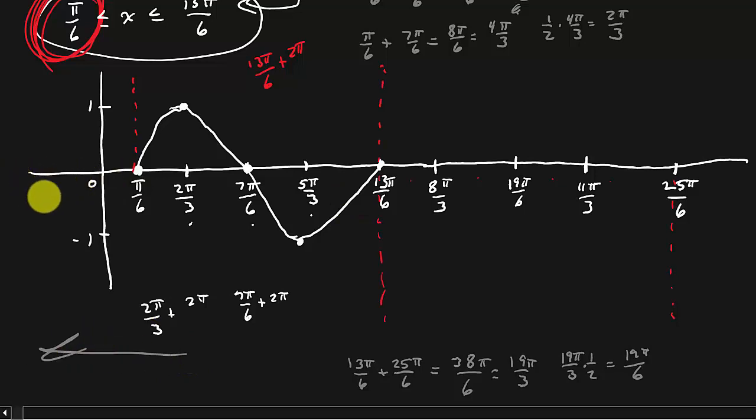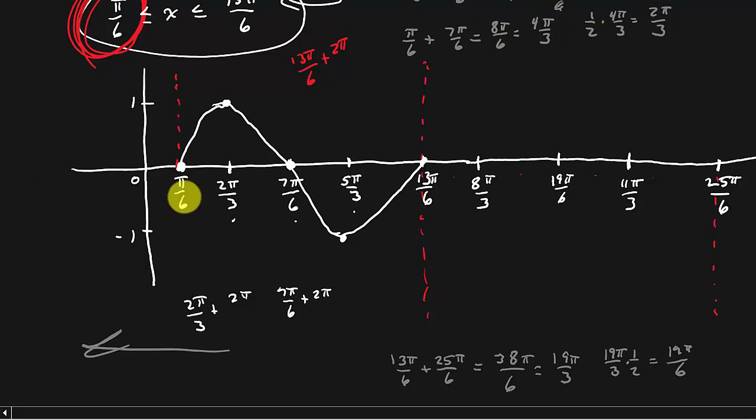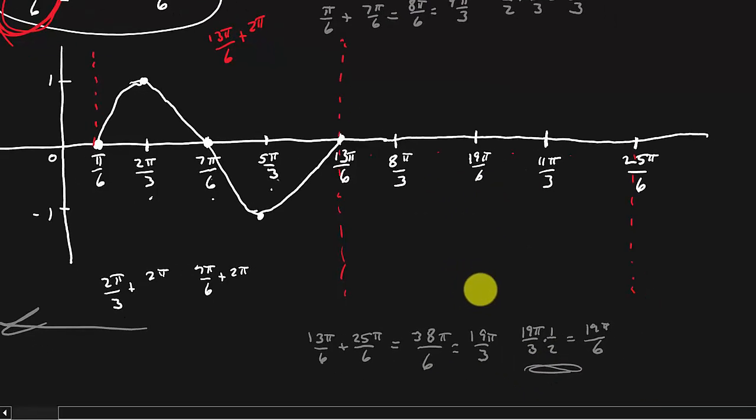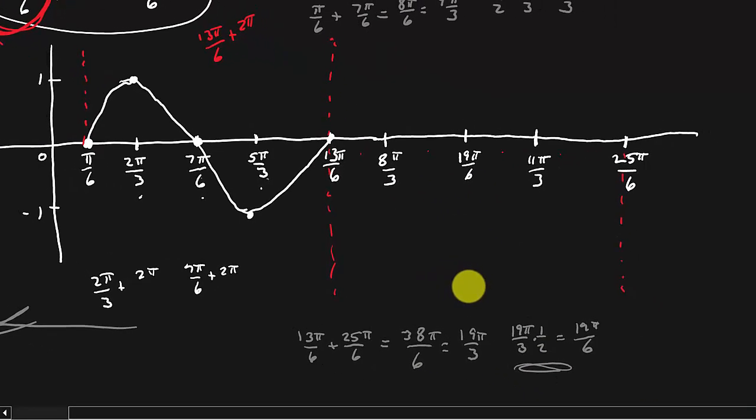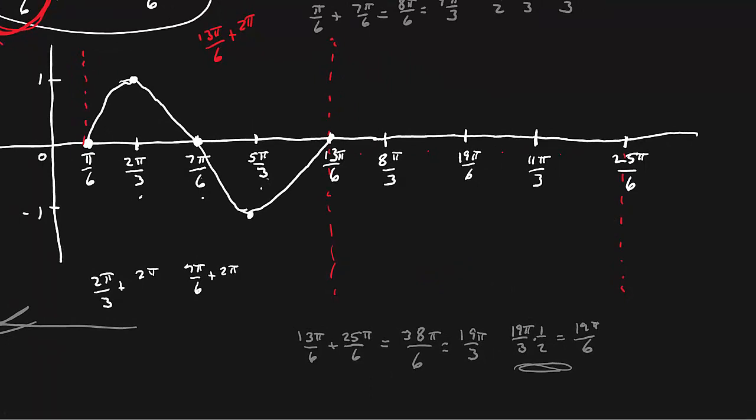Same thing if we went back this way. You would take pi over 6 minus 2 pi, and that would give you the furthest point here. Then you would just subtract 2 pi from each one. Or you get this point here with pi over 6 minus 2 pi, and then do the midpoints like I did on this one right here. Okay, same thing. So now we're graphing this over 2 periods.